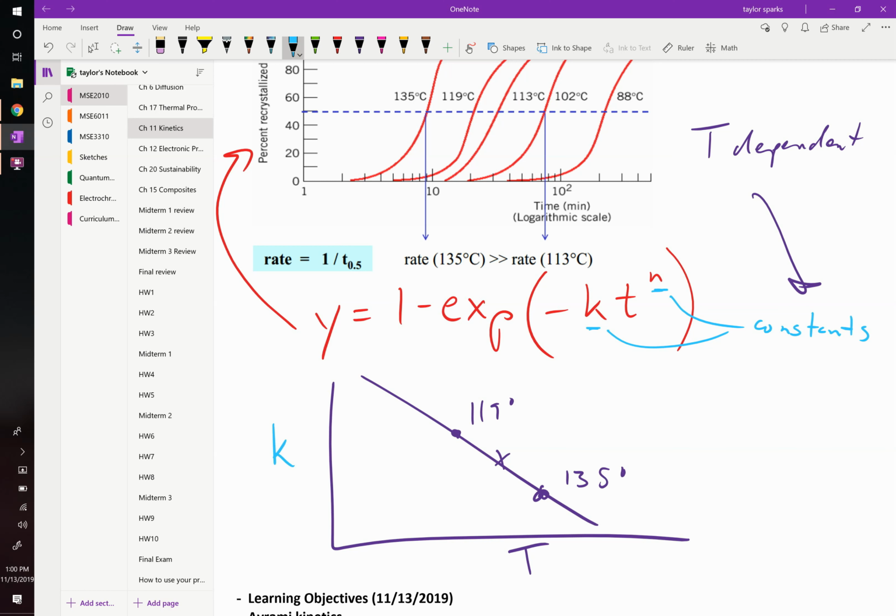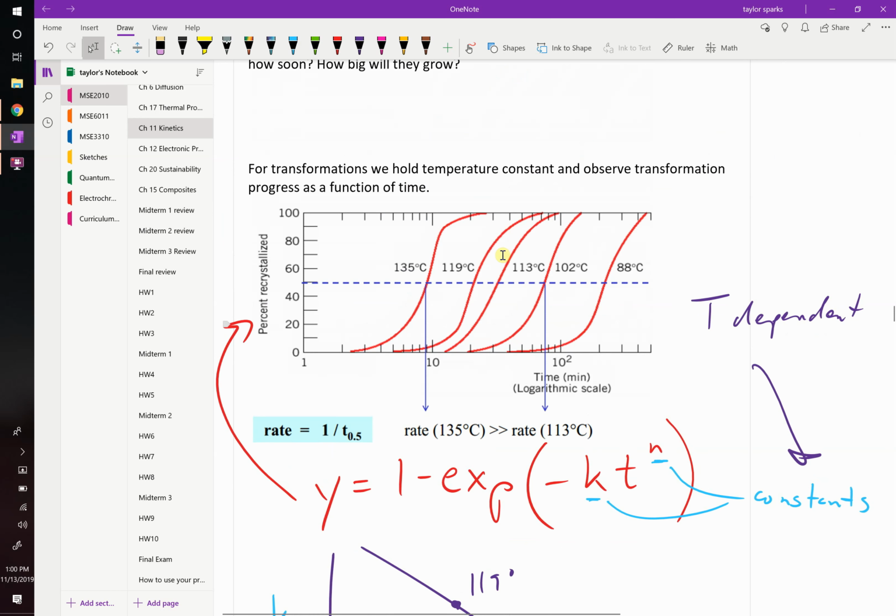N is typically a number around 1, and K, it depends on your transformation, but it's often a very small number, like e to the negative 4 or something. Yeah, Abby? Could you give us two different plots then and have one compared to K and one compared to N? I would give you data like this, the S curves here.